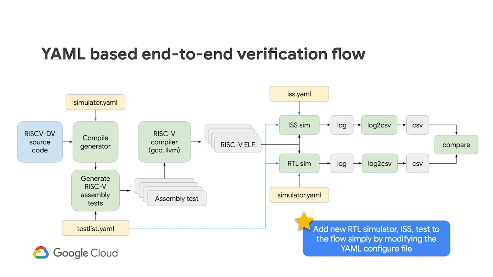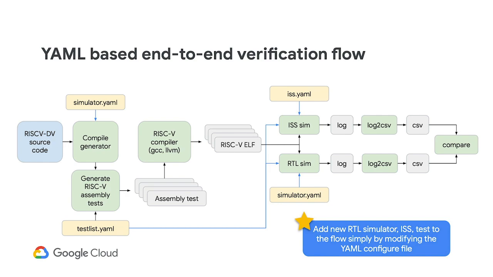You have the source code of the generator. You compile it with whatever simulator, then you get the binary. Then you compile with the compiler, whether GCC or LLVM, and you get the binary. Then you run the simulation with your RTL processor and run with the ISS. Then you get a log. The key thing in this flow is the YAML-based flow I mentioned, which means you can see that at different steps, you have some input.